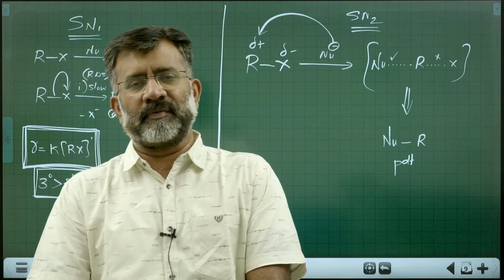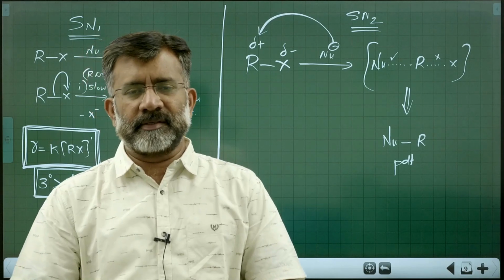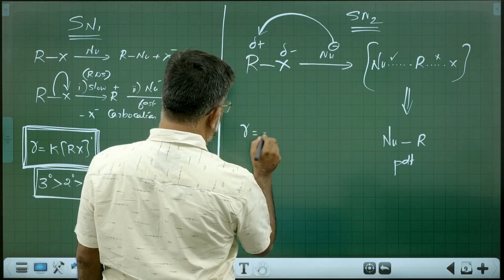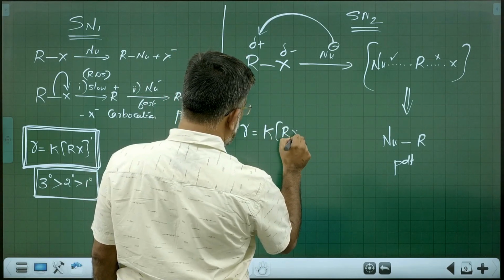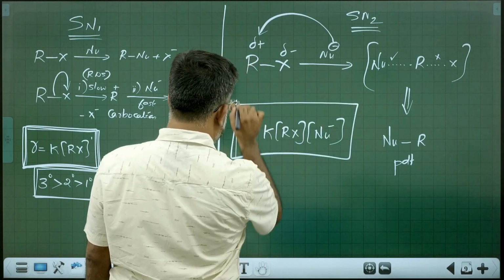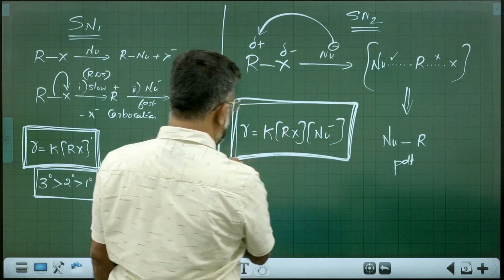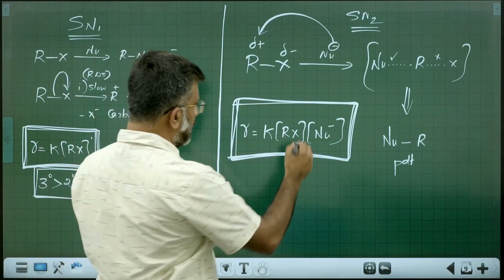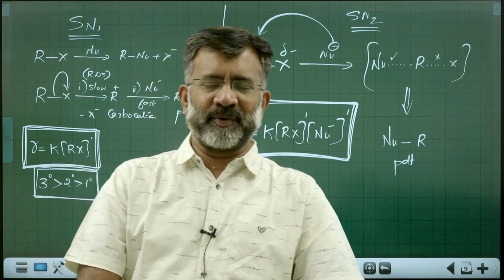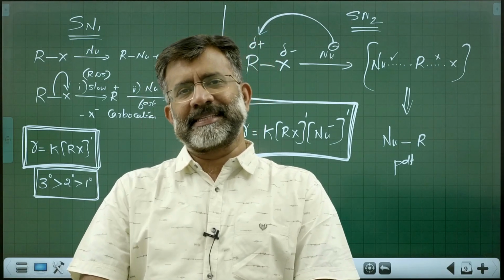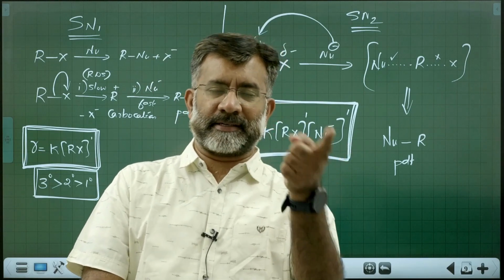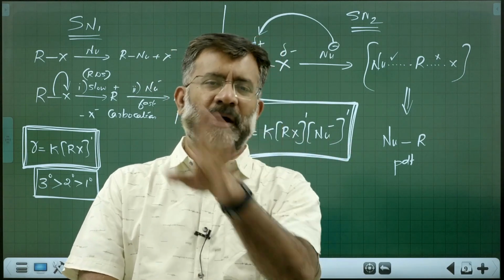Unlike the previous one, where there is a carbocation mechanism, this is not a carbocation mechanism, and you can very well understand the kinetics of the reaction will be R is equal to k into [RX] into [nucleophile]. The concentration of both RX and nucleophile plays a role in the kinetics of the reaction. Hence it is a bimolecular reaction, second order kinetics. Previously it was first order kinetics. Now it is second order kinetics, and hence it is SN2 reaction, substitution nucleophile bimolecular reaction.